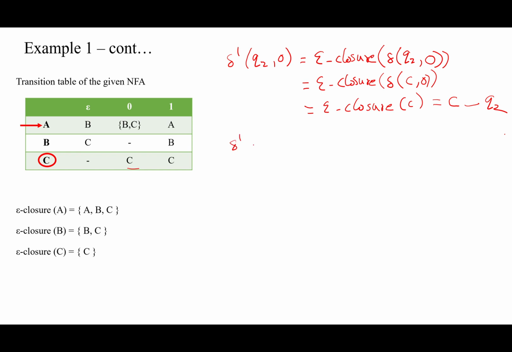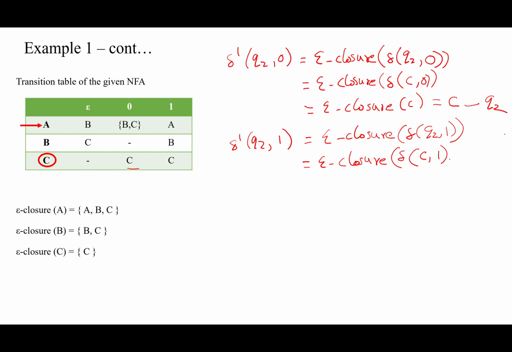Then we have to do for the input symbol 1. So Q2 comma 1. Same thing, we have to write epsilon closure of delta of Q2 comma 1, which is equal to epsilon closure of delta of C comma 1. What is delta of C comma 1? It is C. So epsilon closure of C is already available. It is Q2.